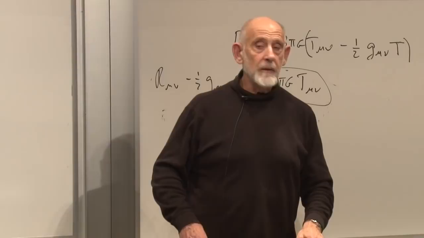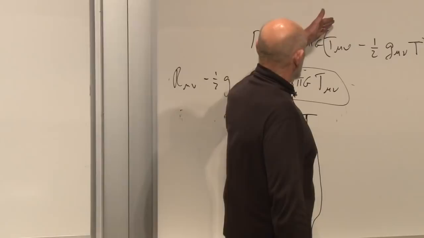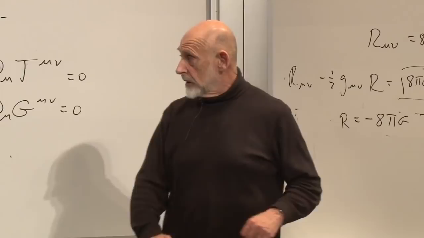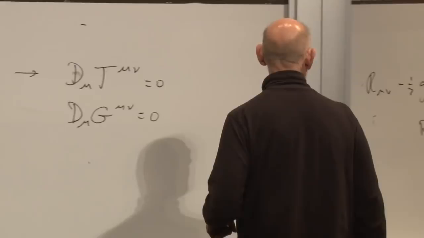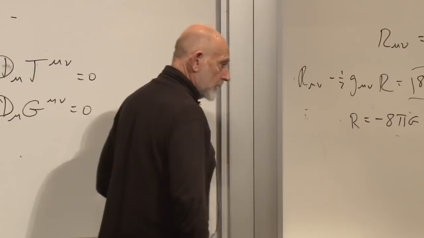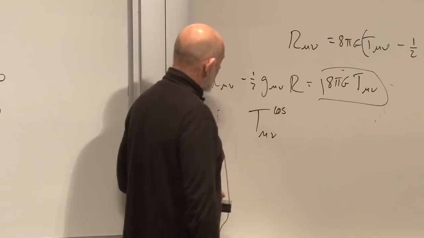No fudge factor. The cosmological constant can be thought of as part of T mu nu. We haven't said anything about it, whether or not it's there. From this point of view, the cosmological constant can be thought of as a component of the energy momentum tensor, let's call it T mu nu cosmological. For the cosmological constant, it would be some lambda times G mu nu.